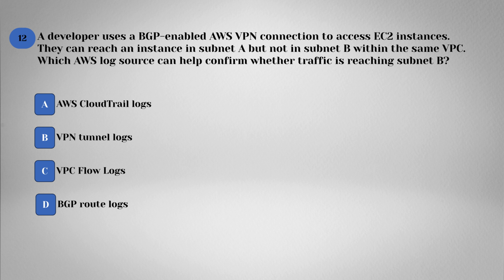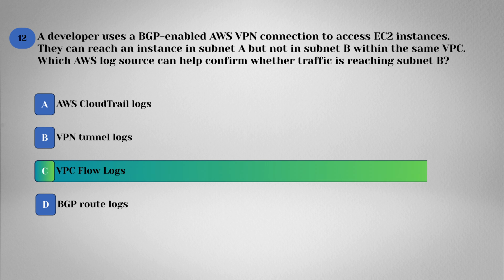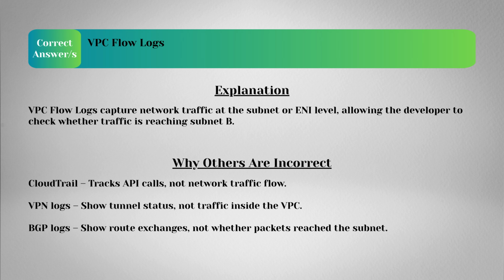Correct answer, VPC flow logs. Explanation, VPC flow logs capture network traffic at the subnet or ENI level, allowing the developer to check whether traffic is reaching subnet B. Why others are incorrect?